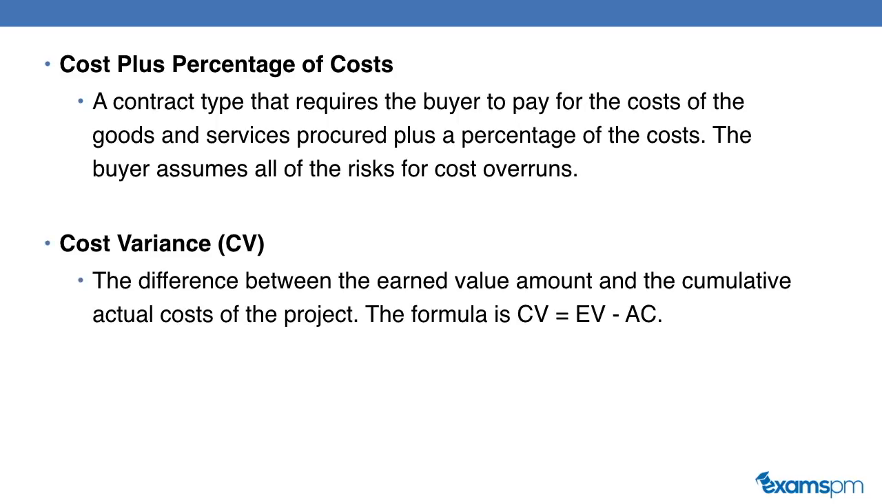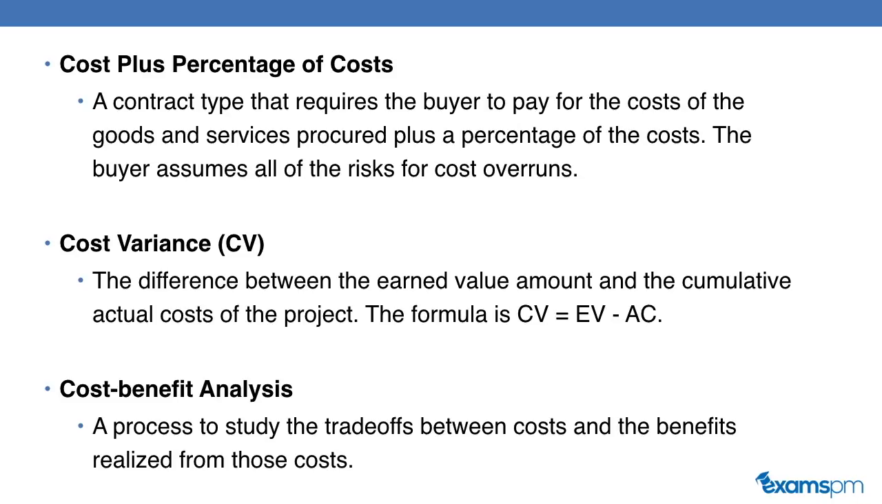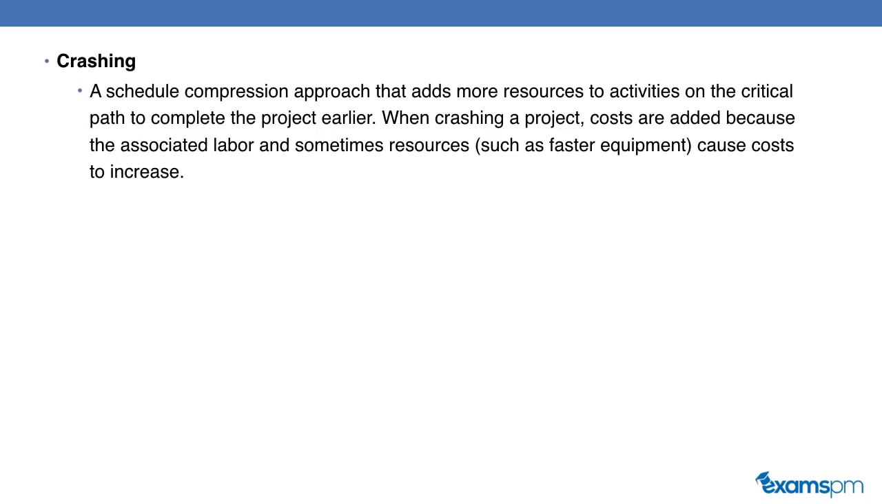Cost variance, or CV. This is the difference between the earned value amount and the cumulative actual cost of the project. The formula for CV is EV, earned value, minus AC, actual cost. Cost benefit analysis. This is a process to study the trade-offs between cost and the benefits realized from those costs.